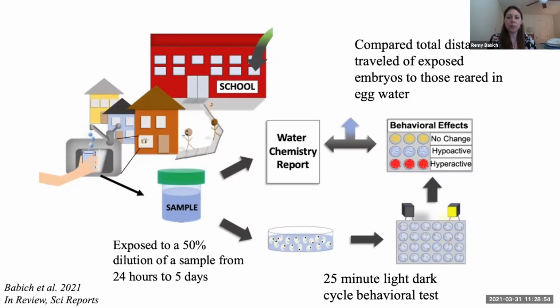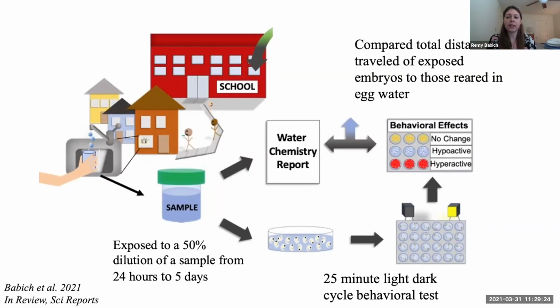Changes in behavior after exposure to a water sample were compared to normal zebrafish behavior after they have been reared in the same conditions, only in egg water. So zebrafish are freshwater fish. Egg water is simply water that has undergone reverse osmosis. So we remove all the nasties, and then it is supplemented with just a little bit of salt. Therefore, embryos raised in egg water acted as our controls for this study.